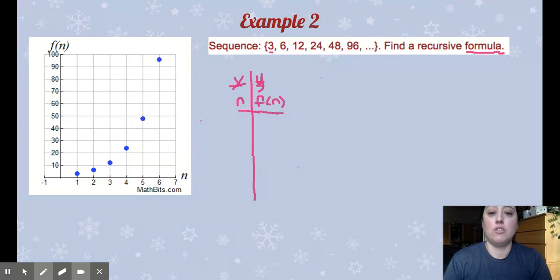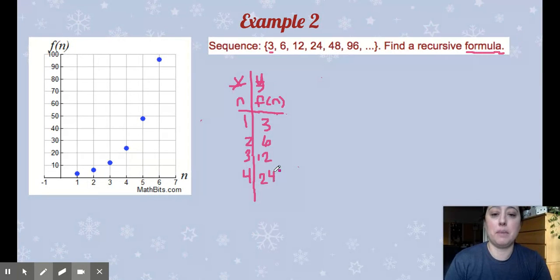Okay, so my first term is 3. My second term is 6. And remember, these are just the coordinate points here also. So it's represented in both ways. So just because you don't have an x value, you know the x value is just first term, second term, third term. Okay, third term is 12. So what is happening here? Like, what is the common ratio in this geometric sequence?